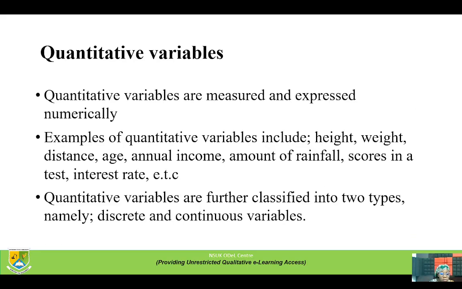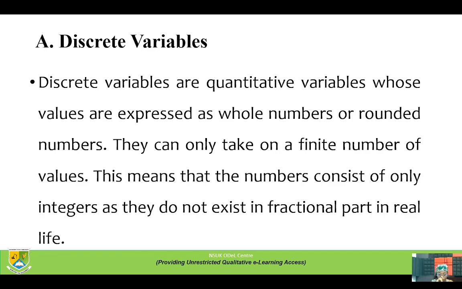The quantitative variable, as I said, is divided into the discrete and continuous variable. So the discrete variables are quantitative variables whose values are expressed in whole numbers or rounded numbers. They can only take a finite number of values. This means that the numbers consist only of integers and not fractions.